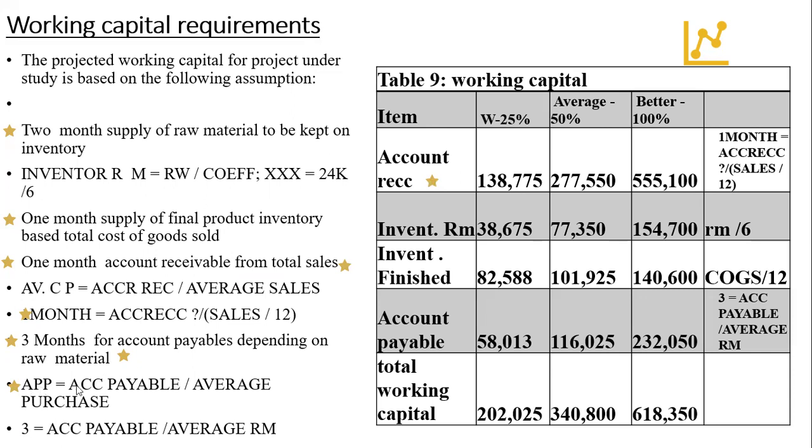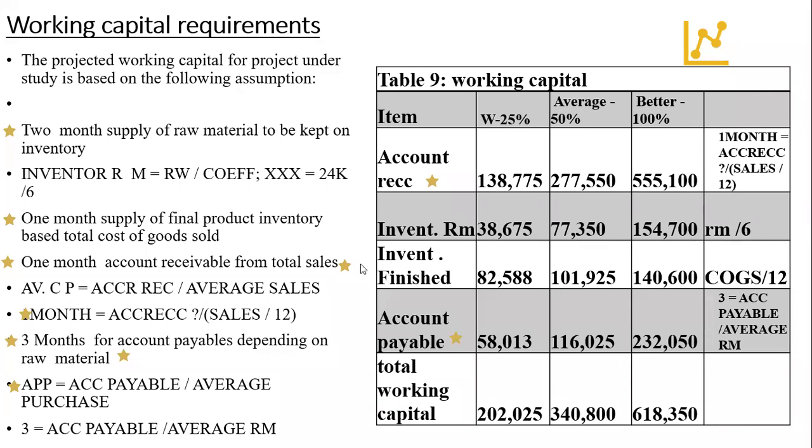So the average payment period is going to be calculated by average purchases, and I'm buying only the raw material here. So the account payable is divided by the average raw material. The 3 months times the average raw material gives me the accounts payable. So don't forget that the account payable, we are subtracting.